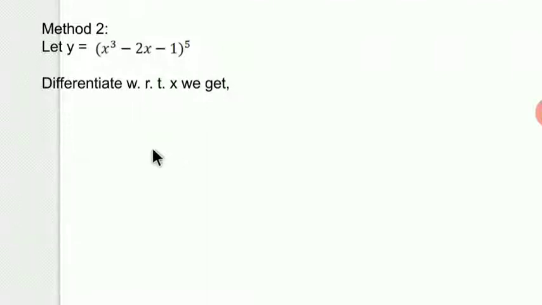Now see the second method, where we apply the formula directly to find the derivative. So let y be equal to the given function. Differentiating with respect to x, we get dy by dx is equal to d by dx of (x cube minus 2x minus 1) bracket raised to 5. Now the derivative of this function is 5 times bracket raised to 4 multiplied by the derivative of the bracket. We apply the formula for d by dx of f of x raised to n, which is n into f of x raised to n minus 1 into f dash of x. Here f of x is our x cube minus 2x minus 1.